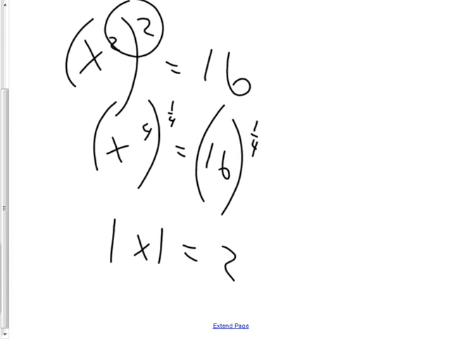And then I need two answers. X equals 2 or x equals -2. And some of you might be like, yeah, but those never work. Yes, it does. Both answers work this time.